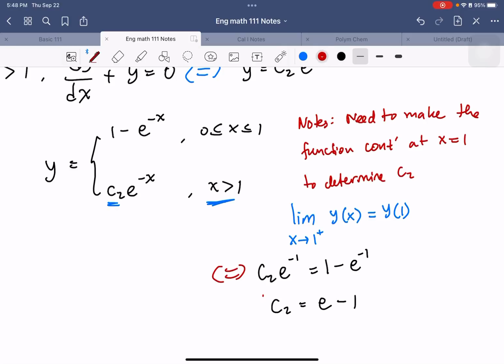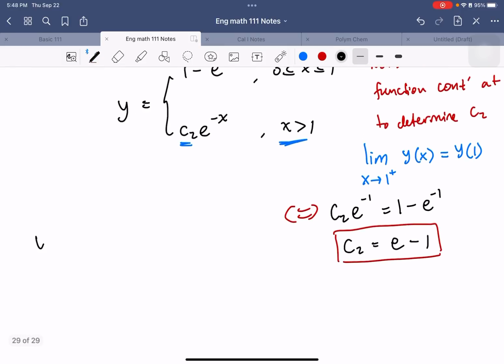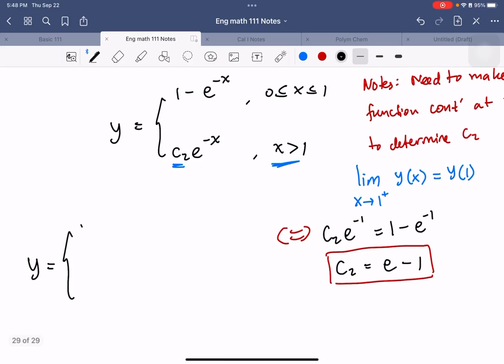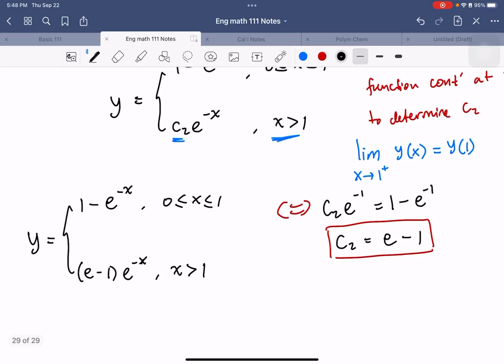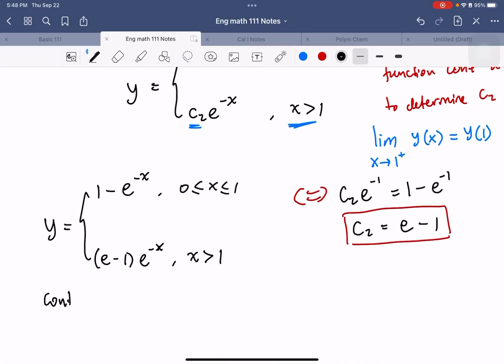Because of this, we have this now, and then we can apply it to our piecewise function. So the piecewise function becomes 1 minus e to the negative x from 0 to 1, and e to the negative 1 times e to the negative x for x greater than 1. So we say that this will be continuous on the interval from 0 to infinity.